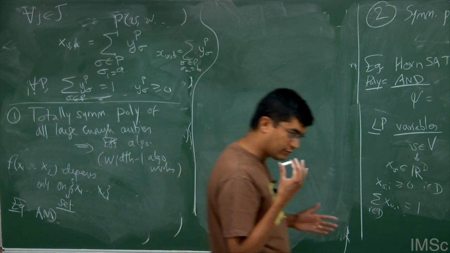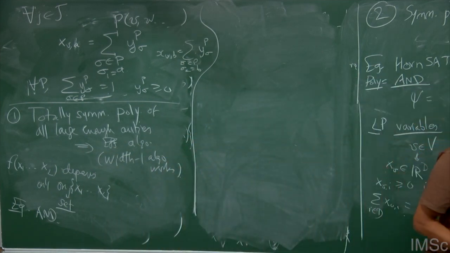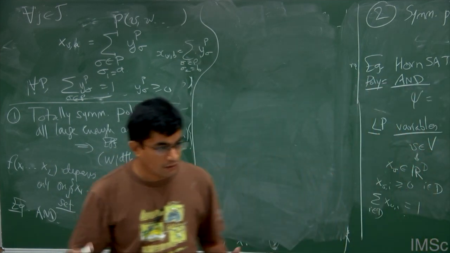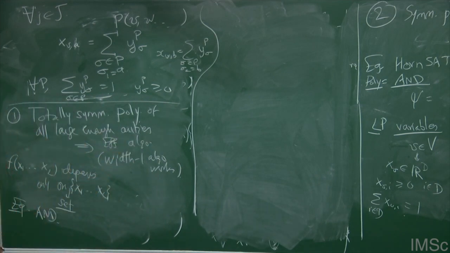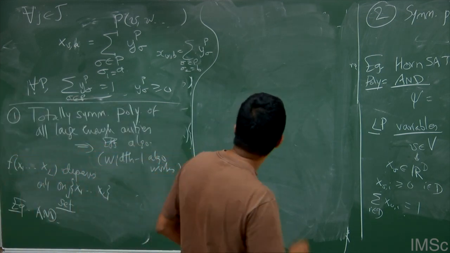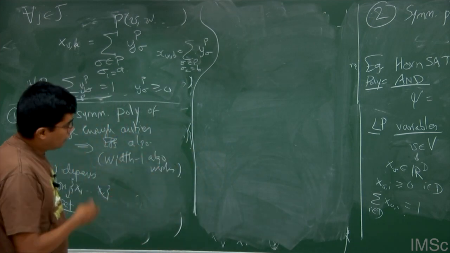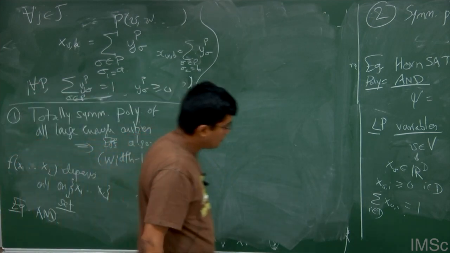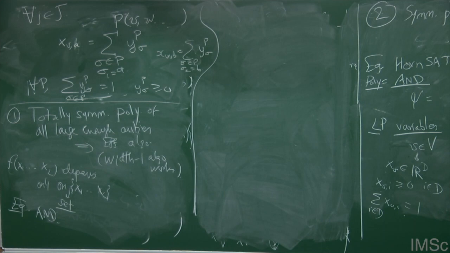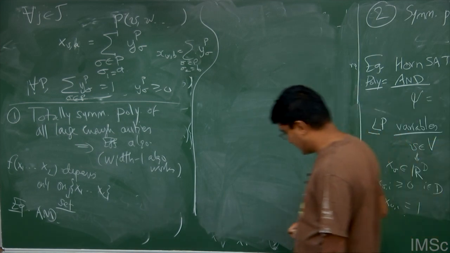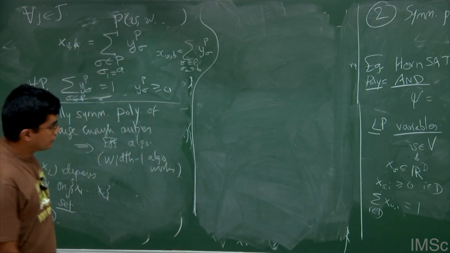But if you have a symmetric polymorphism of all large arities, then you can take an LP solution and round it to this other solution. Okay, and I am going to tell you how to do that. So what will the rounding be? Hopefully I won't mess this up. Let's see. So the rounding is simply going to be, so take an LP solution.